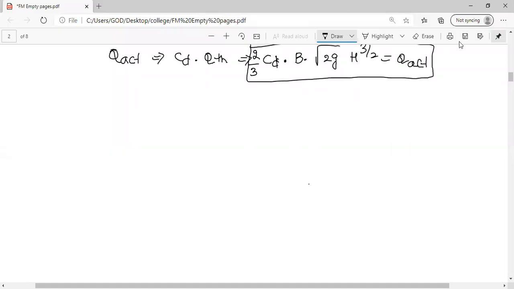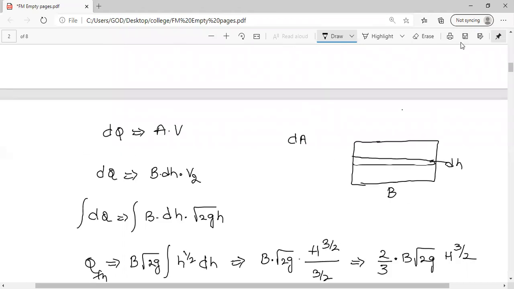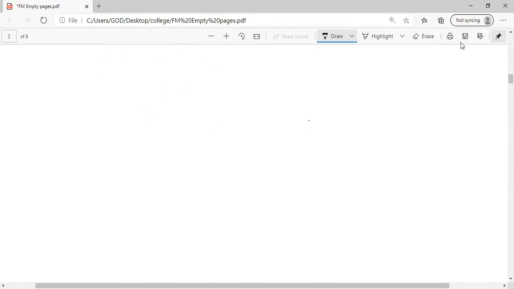Dear students, in the last class we discussed a rectangular notch. Now we go further, that is a triangular notch. If you observe a triangular notch, the cross section I have chosen is triangular, and in this the total angle I am considering is 2 theta. In this I have considered a small section.